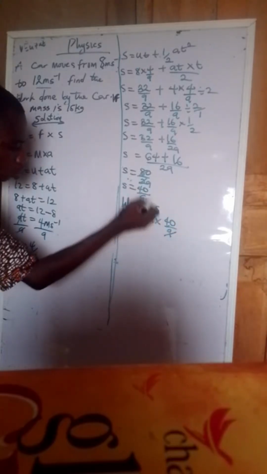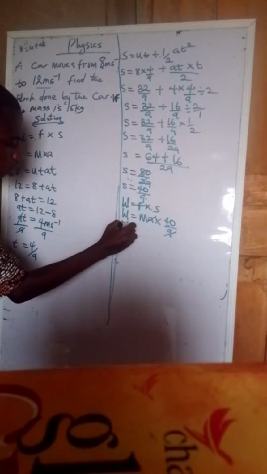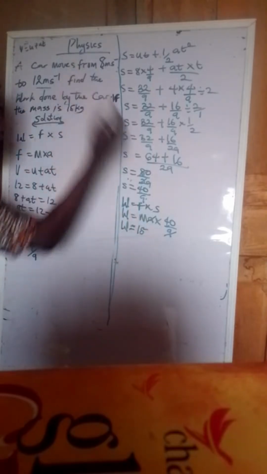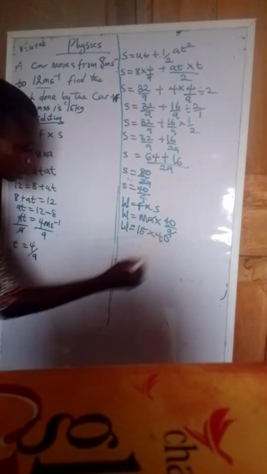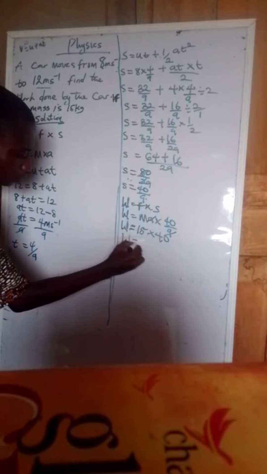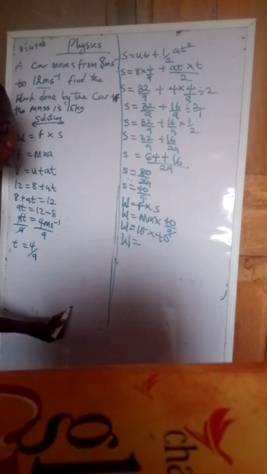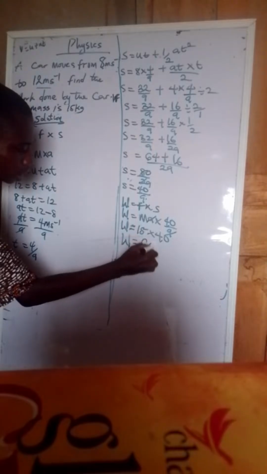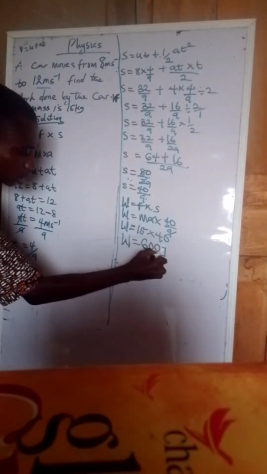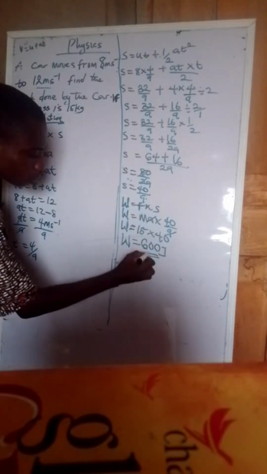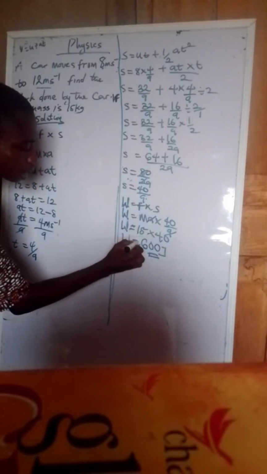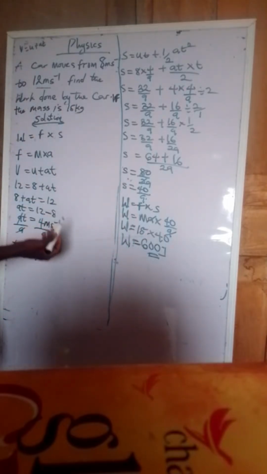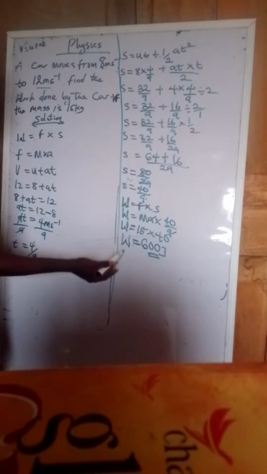The a will cancel a. Then w is equal to, what is m? M is the mass, which is 15, times 40. The process, 15 times 4, that will be 60 joule, which means that this is the work that the car performed. Now, it is as simple as this.